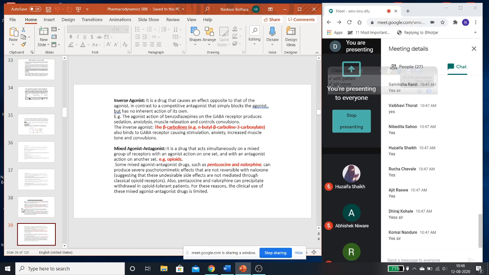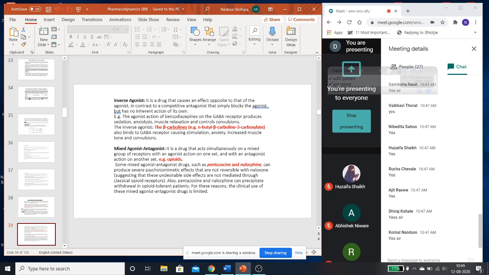There is particularly only one example, that of beta carboline, which binds to the GABA receptor and causes stimulation, anxiety, increased muscle tone and convulsion, because it causes changes so that GABA cannot act and make the chloride transport. So the chloride which naturally was going will not be able to go.